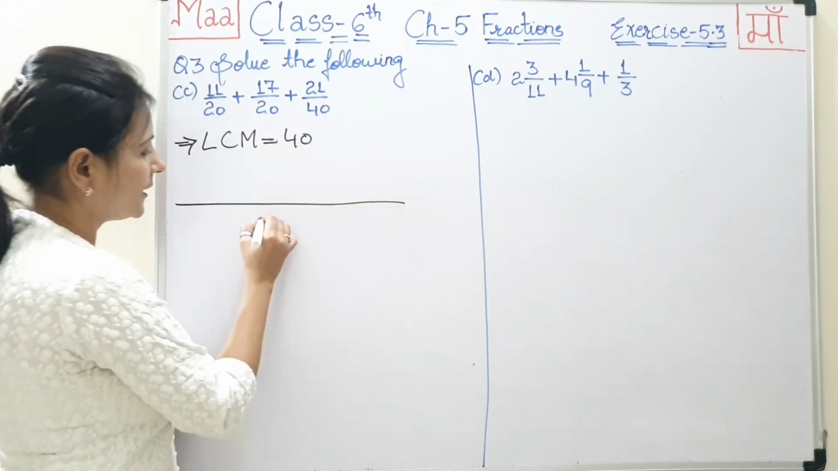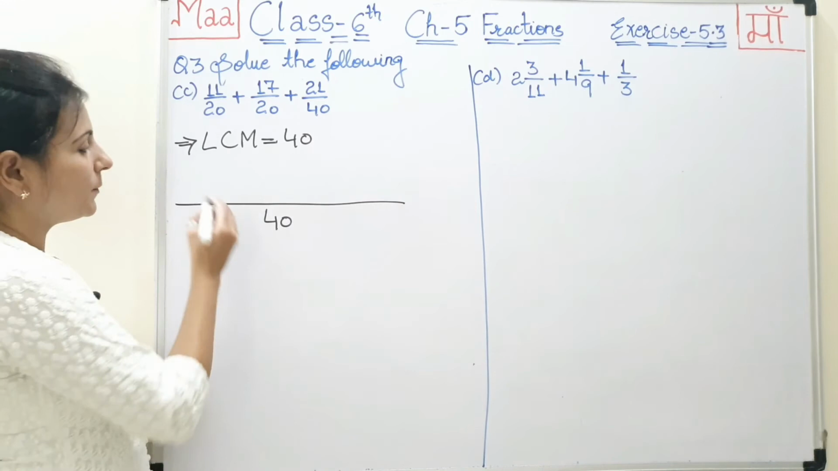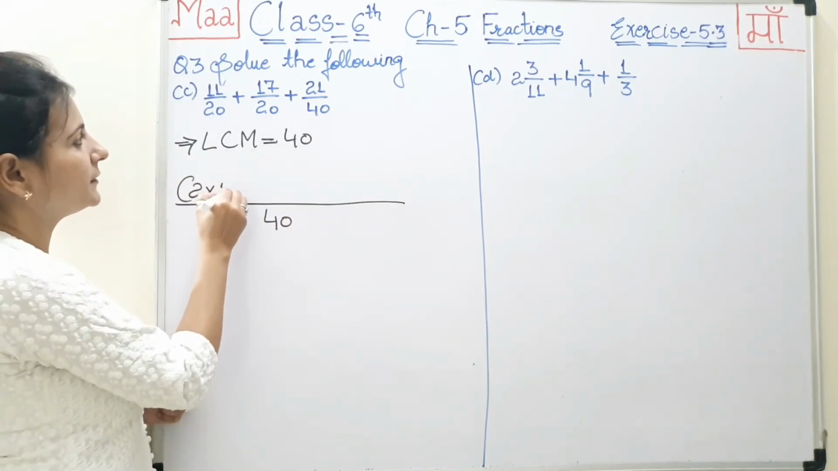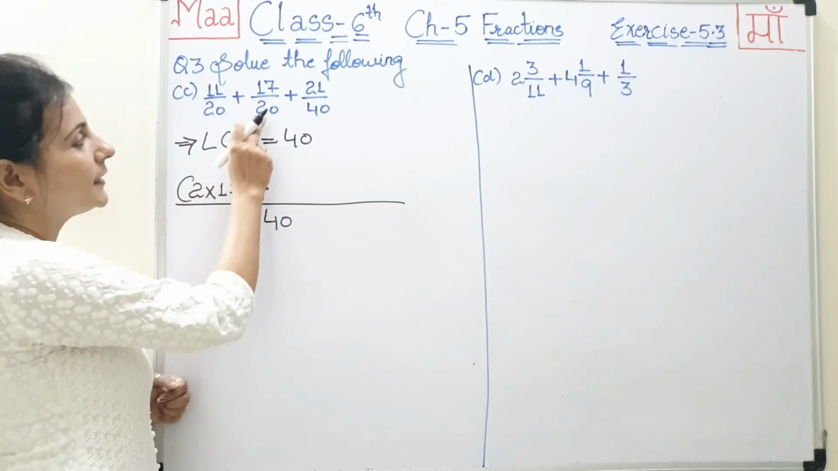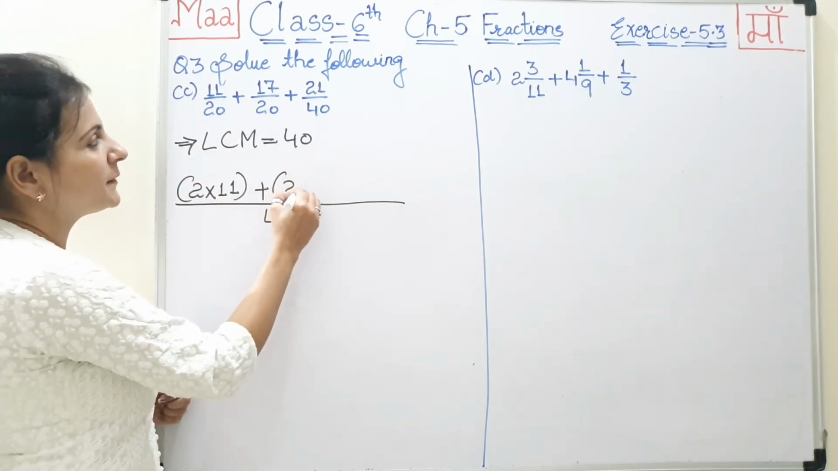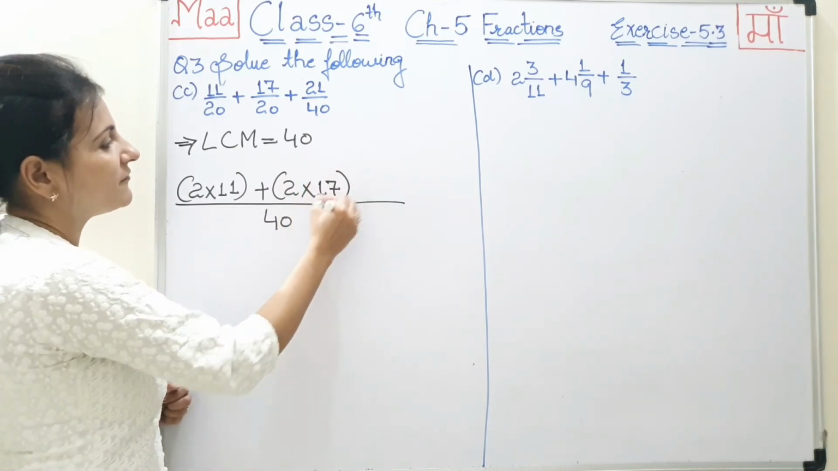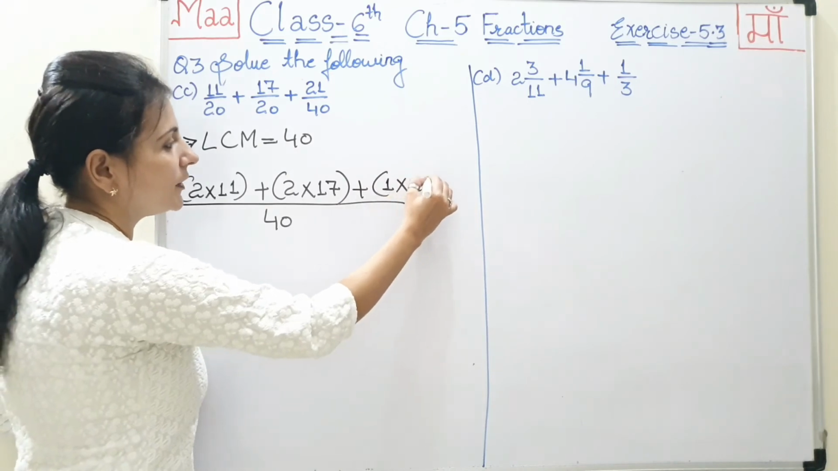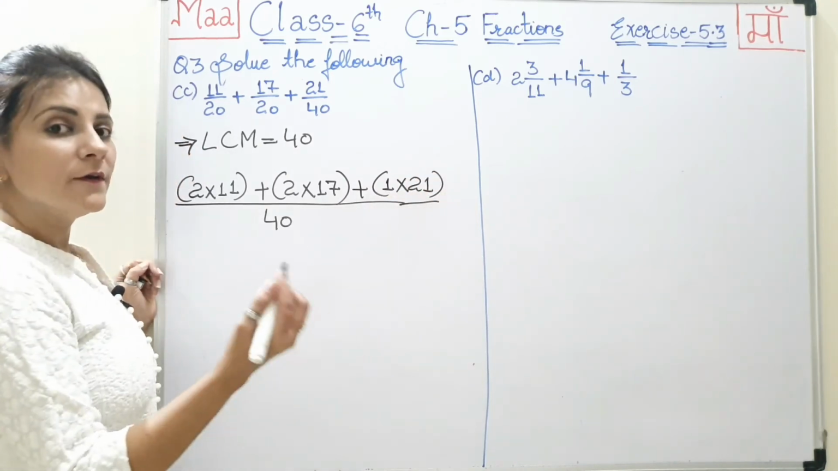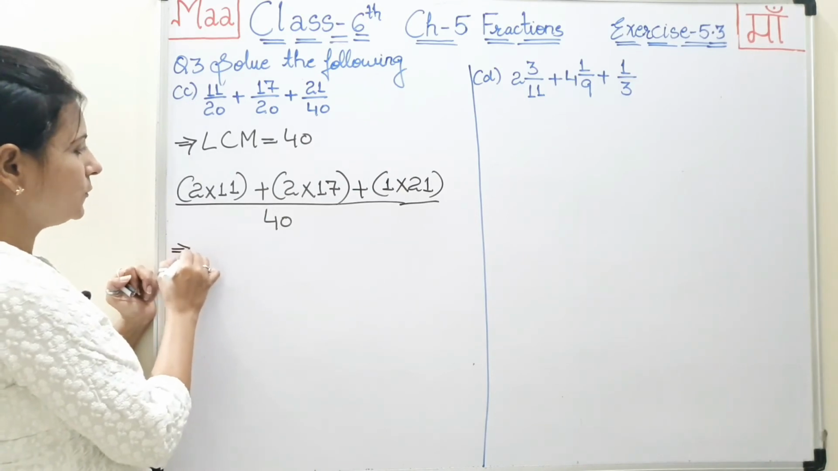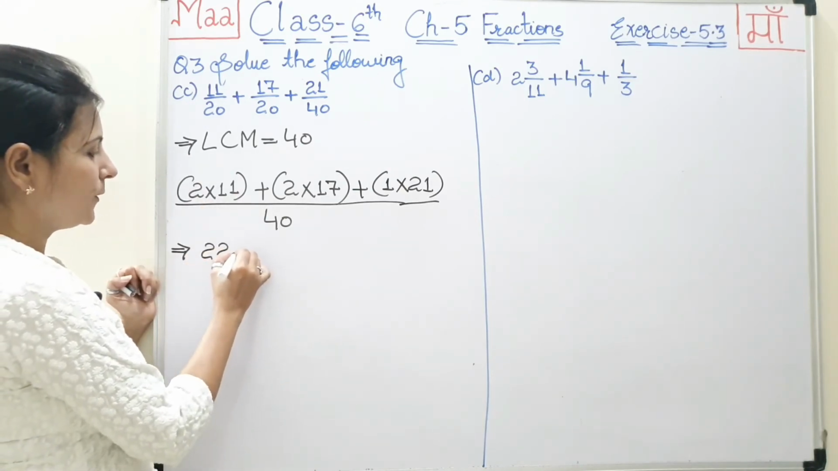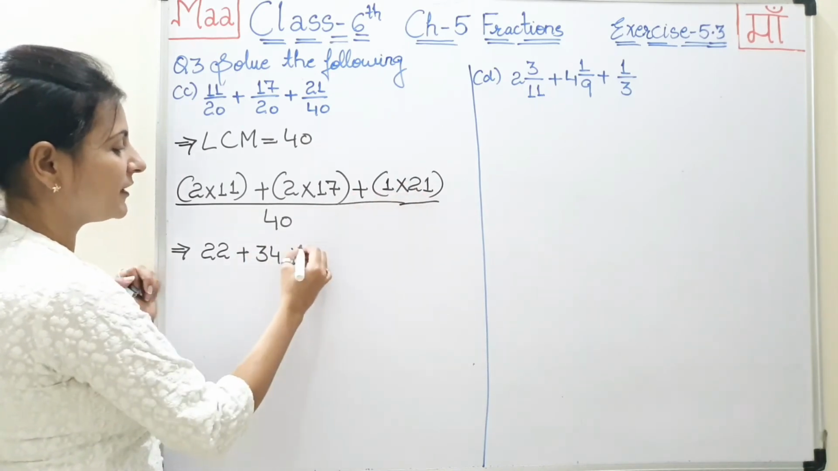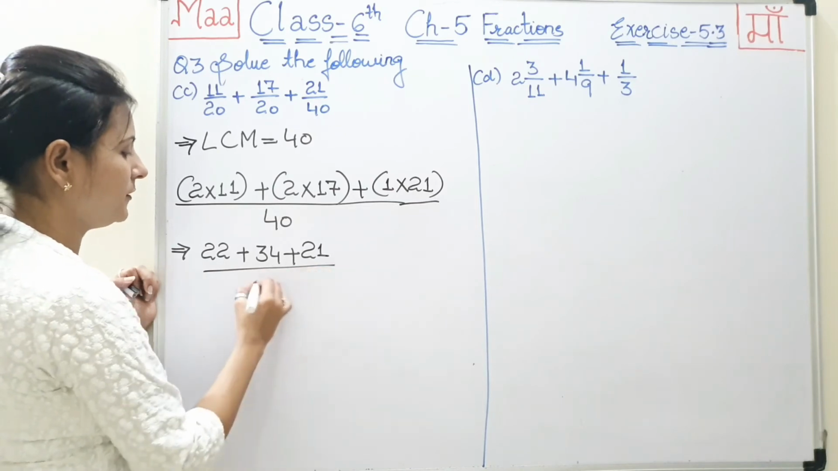So draw one horizontal line, write down 40 in the denominator, open the bracket. In the table of 20, 40 comes 2 times, multiply it by the numerator 11 plus. In the table of 20, again 40 comes 2 times, multiply it by the numerator 17 plus. In the table of 40, 40 comes 1 time, multiply it by the numerator 21. Now next step we will do multiplication. So 11 twos is 22 plus 17 twos is 34 plus 21 ones is 21 upon 40.